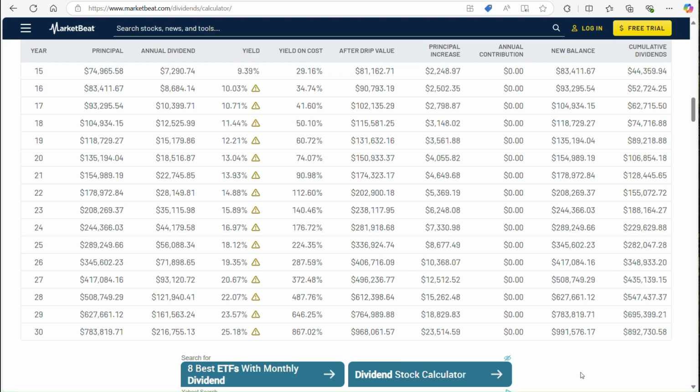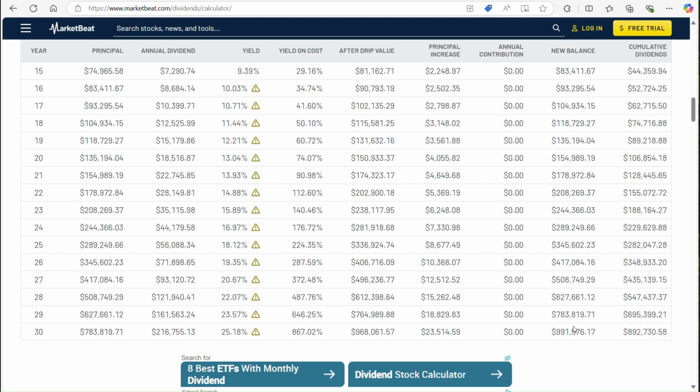So let's assume that time is still on your side and you give it another 10 years. That puts this investment at 30 years old. Once again, we started with $25,000 and we added absolutely nothing to our investment. $25,000 after 30 years has now turned into almost $1 million. We have $991,000 that we've made from $25,000 doing absolutely nothing.